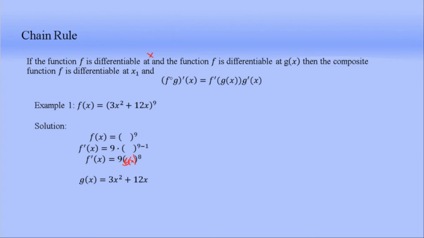Now that we have determined the derivative of the first function, we are now going to solve for the derivative of the second function. The second function is the inside of the first function, so that is 3x squared plus 12x. We're going to apply the sum rule and the constant multiple rule of differentiation. The derivative of 3x squared is 6x, and the derivative of 12x is positive 12. So that's it for the derivative of the second function.